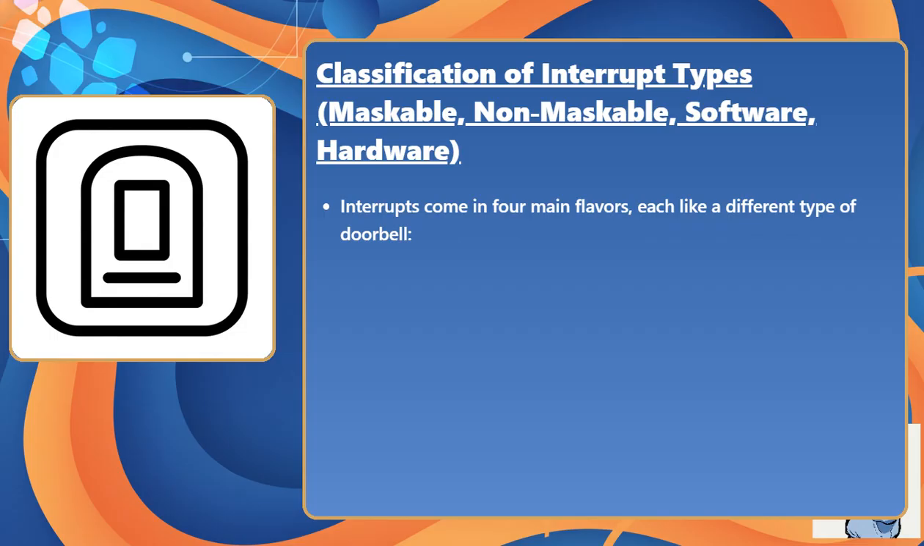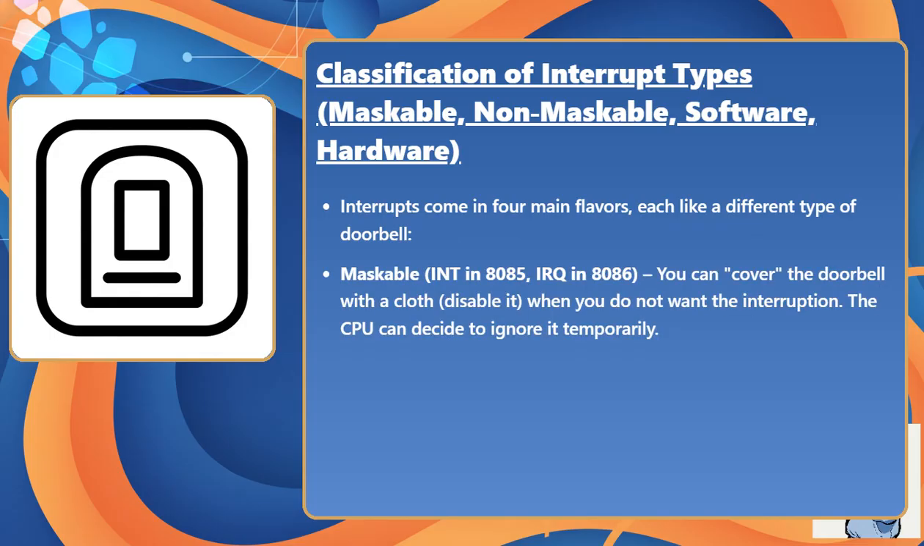Interrupts come in 4 main flavors, each like a different type of doorbell. Maskable: INT in 8085, IRQ in 8086. You can cover the doorbell with a cloth, disable it when you do not want the interruption. The CPU can decide to ignore it temporarily.